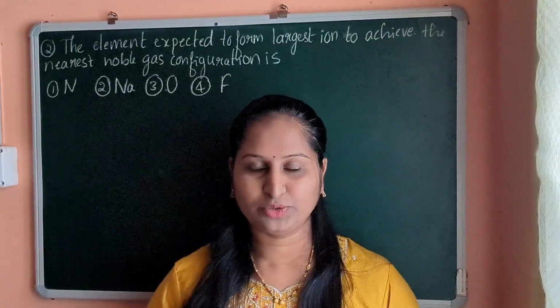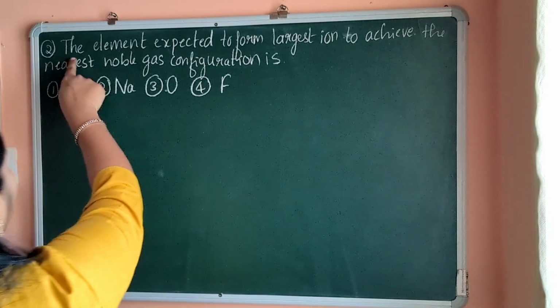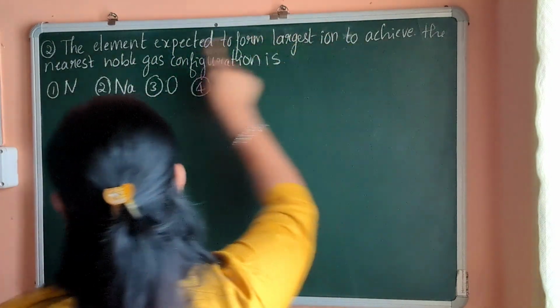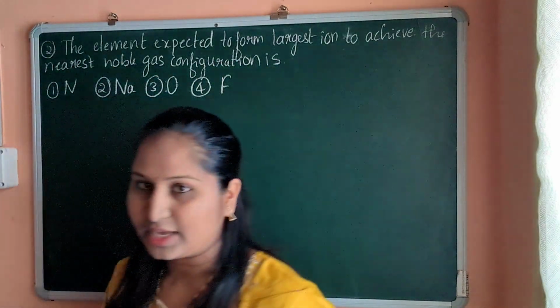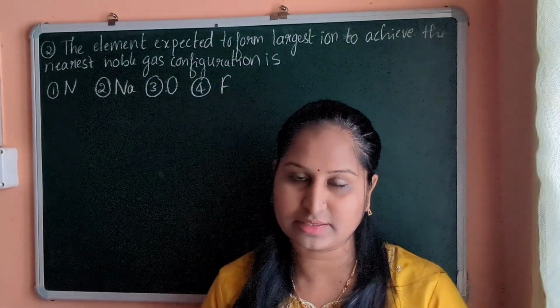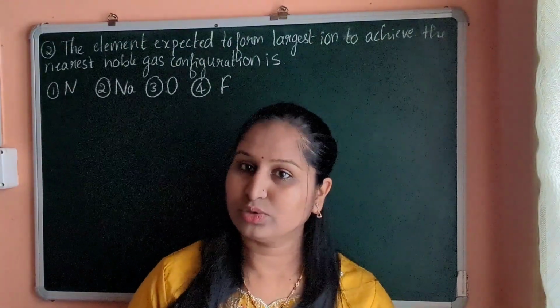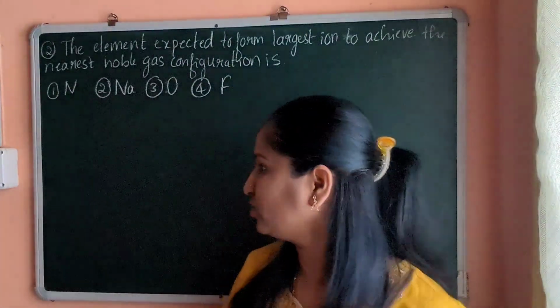This question is from NEET 2023. Let me read out this question. The question is: the element expected to form the largest ion to achieve the nearest noble gas configuration is. So they are asking for the element that forms the biggest size ion, and it also should have the nearest noble gas configuration.